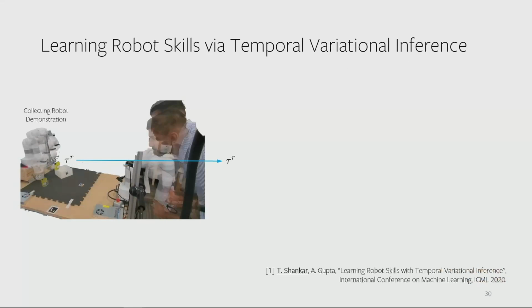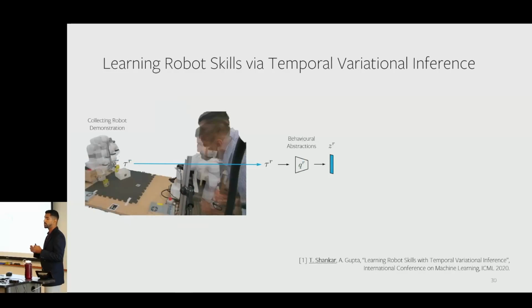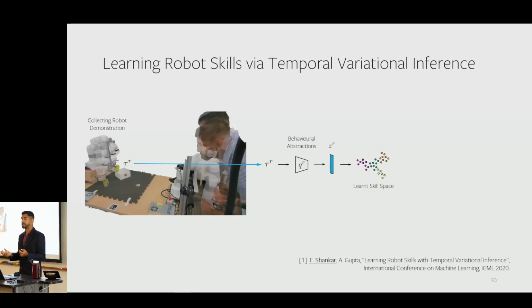This robot trajectory gets encoded into a behavioral abstraction depicted by this latent vector ZR here via some encoder QR. Now, this behavioral abstraction captures the pattern of motion or action executed by the agent during the course of the trajectory. And in reality, this one trajectory could be encoded as a sequence of such behavioral abstractions. And each behavioral abstraction forms part of a larger learned space of skills, where each point in the space represents a unique skill, and different parts of the skill space represent different kinds of skills.